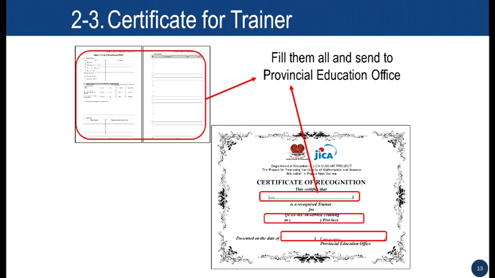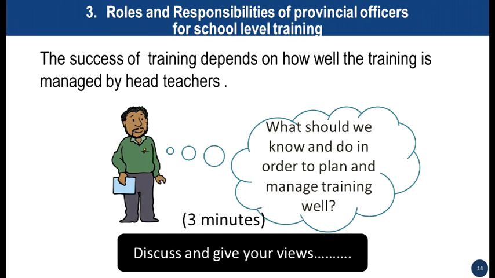in the manual. Roles and responsibilities of provincial officers for school level training. The success of training depends on how well the training is managed by head teachers. Maybe thinking, what should we know and do in order to plan and manage training well? So discuss and give your views.